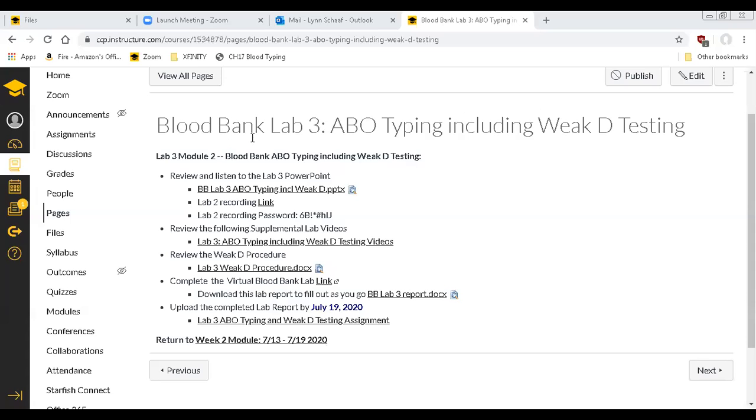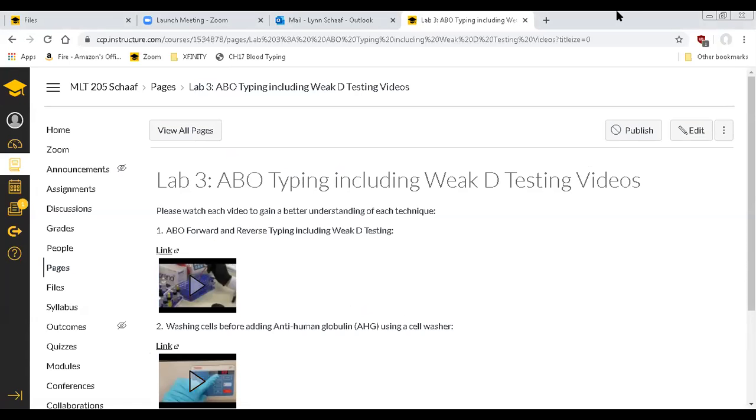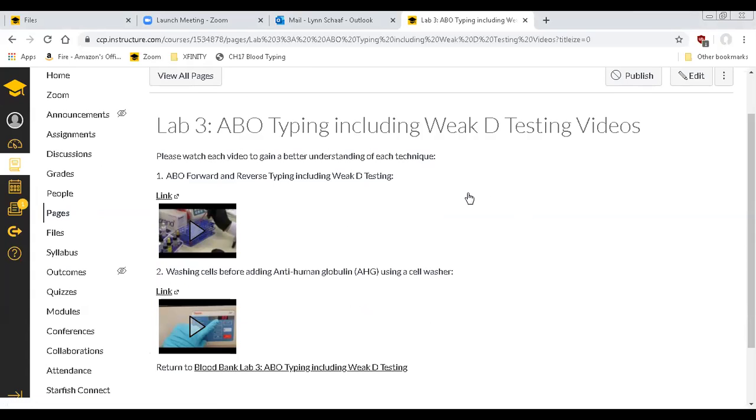Okay, so I just wanted to show you guys some additional things that are important for today. So when you go to our Blood Bank Lab 3 page, PowerPoint, the recording link will be here. There are some supplemental lab videos that everyone should look at today by clicking on the link. Let's see what happens with mine. Okay, if it can show you. Yep. So the links today, what you should be looking at.